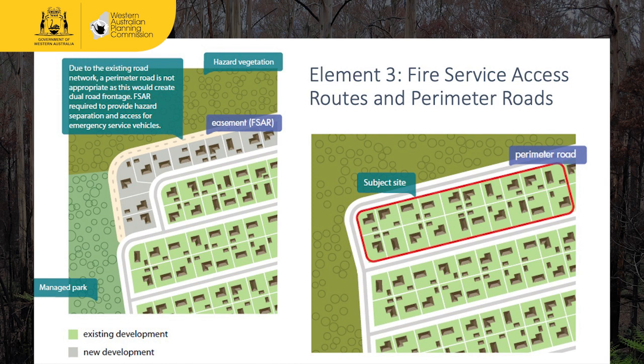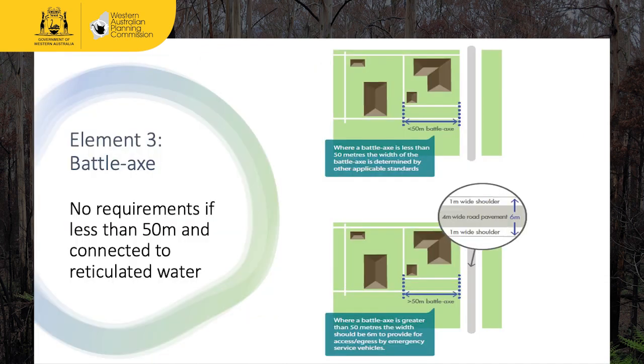A fire service access route should be considered where a perimeter road is not provided. The example on the left proposes a fire service access route between the hazardous vegetation and the development. This is because the new development is already serviced by the existing road, and adding a perimeter road behind them would not be an appropriate planning outcome, as it would result in lost dual road frontage as shown in the example on the right. The acceptable solution for battle axe legs applies at the subdivision stage only.